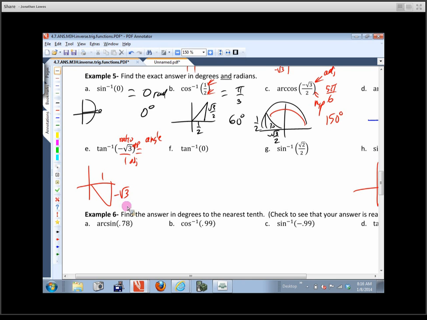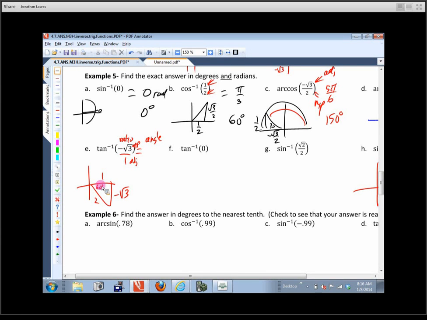Radical 3, 1, double this would be 2. This is a 30, 60, 90. How big is this angle right here? Okay, this is bigger than that one. This is the long leg, so this is going to be 60 degrees. That's the reference angle. Remember, that's the reference angle, but that's not the answer to the problem. What's the answer to the problem?